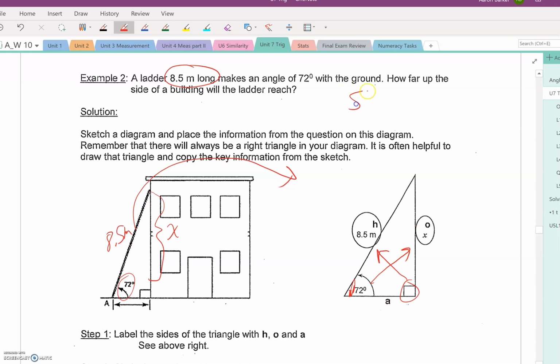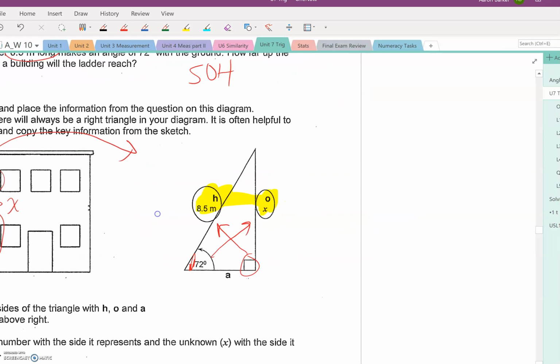So again, we're going to be dealing with sine because we have O and H. Those are our sides that are given to us. We don't care about A. Ignore A. O and H is what's important. So let's set up a ratio.